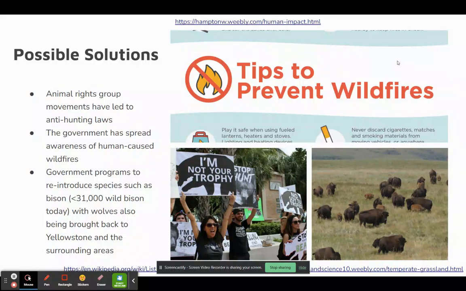And then finally, and probably the most important, government programs to reintroduce species such as bison have been wildly successful, as now there are over 31,000 wild bison, up from that 541. And now there are also movements to reintroduce wolves and other predators into Yellowstone and the surrounding areas.